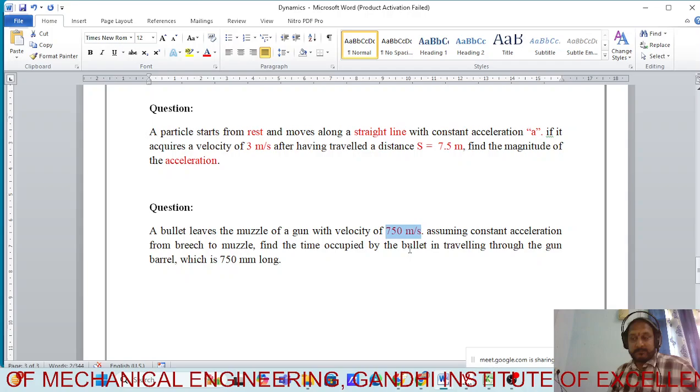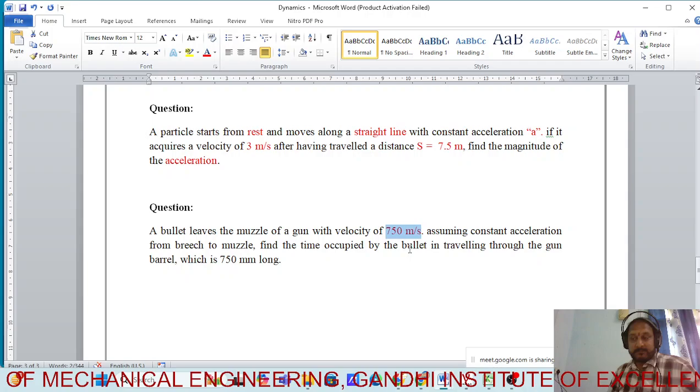Before firing the gun, you are placing the bullet inside the gun, or not? Yes, sir. And that particular bullet you are placing in the breech of the gun. So you should know all these words. Where are you placing the bullet? In the breech. So when you are placing the bullet, what is the initial velocity?